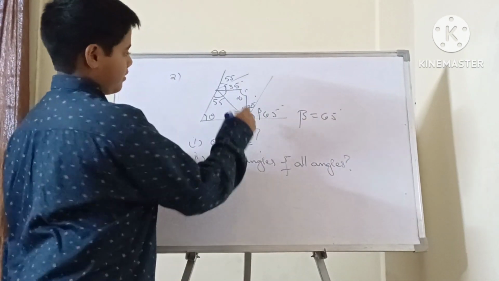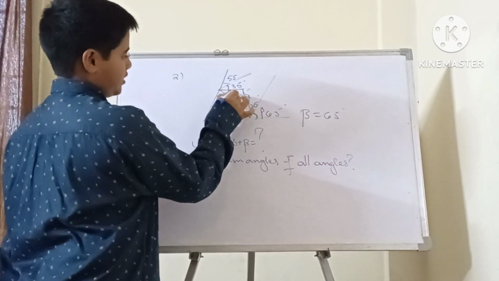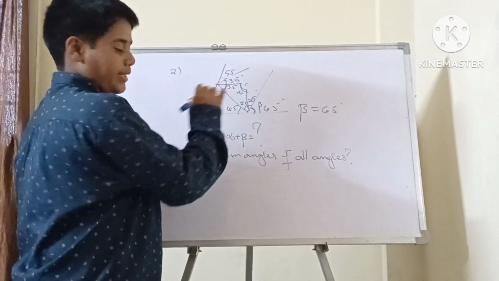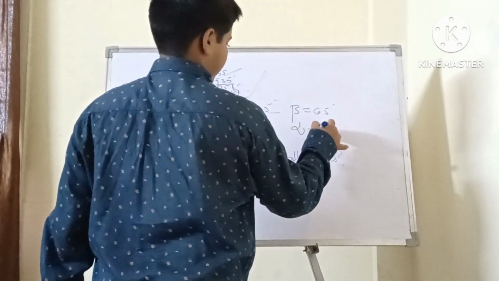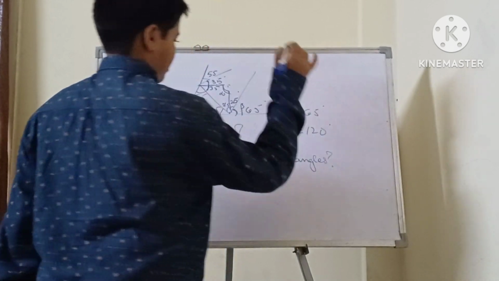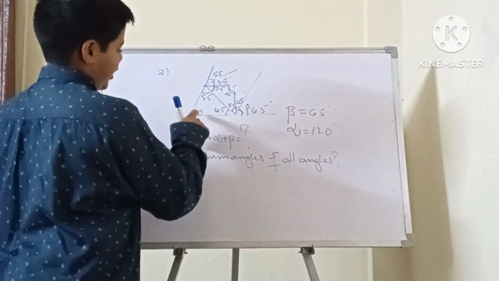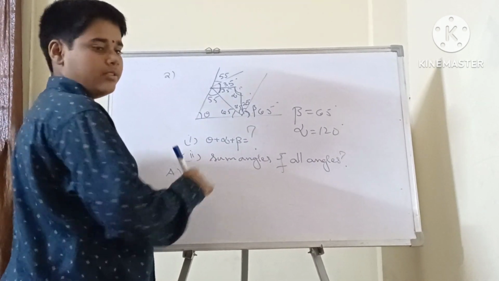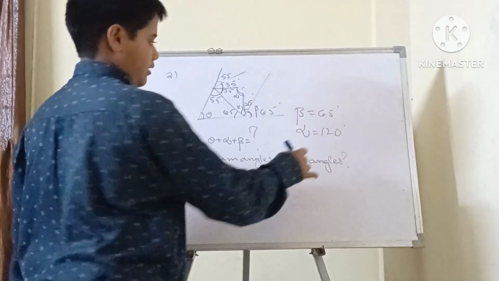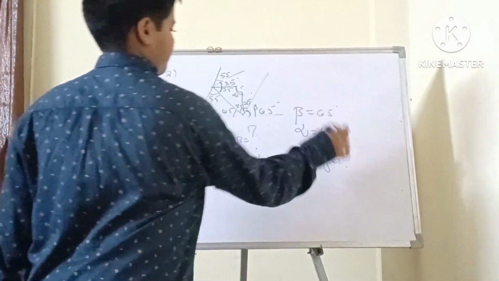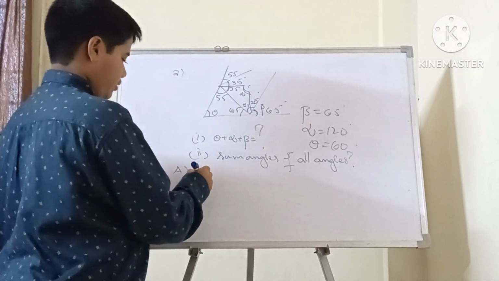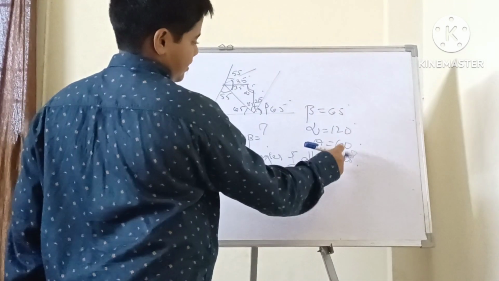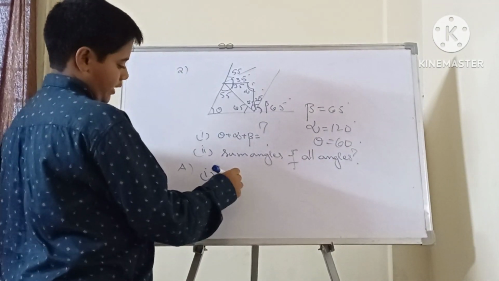In this we have to find alpha. This is 35, this is 25, 35 plus 25 is 60. So alpha is equal to 180 minus 60, 120. Alpha is equal to 120. Now we have to find theta. 55 plus 65, 120. 180 minus 120, 60. So theta is equal to 60. First one, theta plus alpha plus beta: 65 plus 60 plus 120, 245.